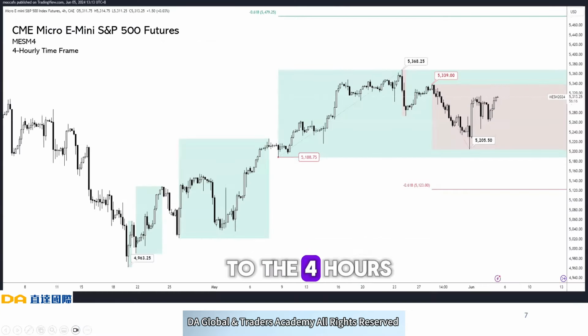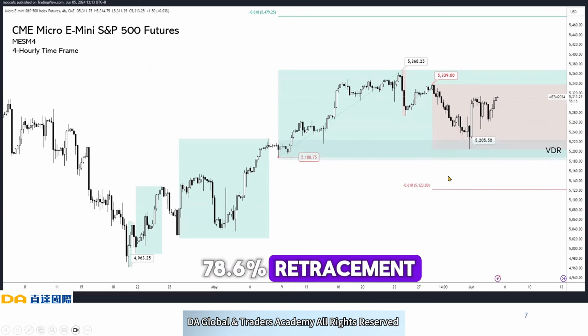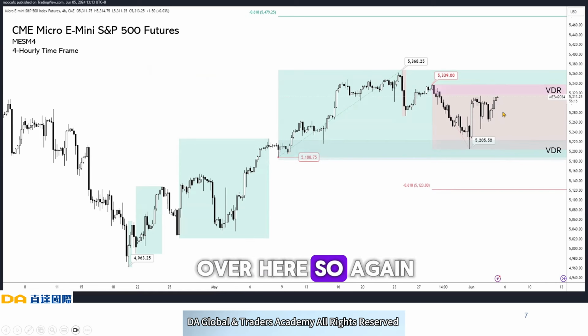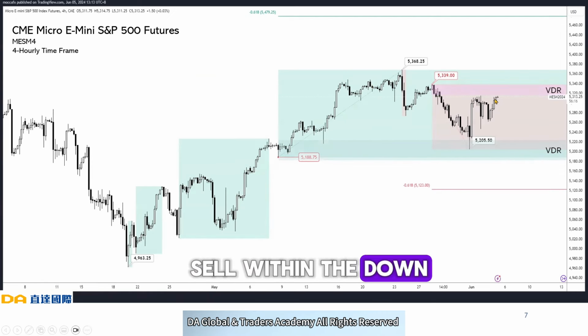Now, go back to the 4 hours. This is the 4 hours time frame. Now, remember, this is where we can see that there is a VDR, right? This is the 78.6% retracement, and there is also an opposing VDR over here. So again, because price is inside the up AB, I want to buy within the up AB, and I need to sell within the down AB, okay?